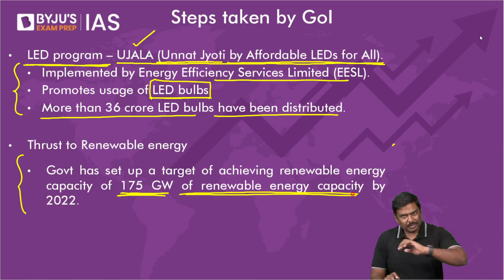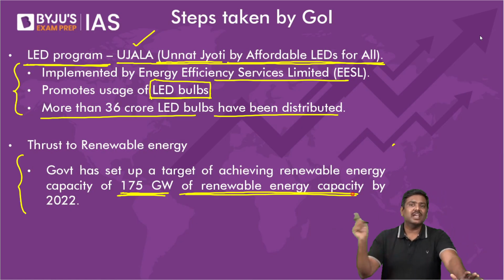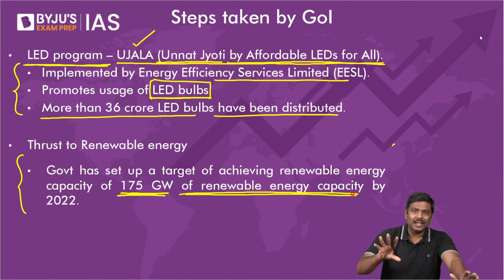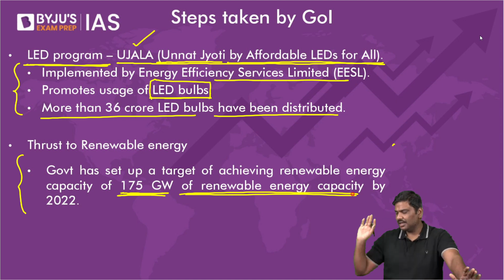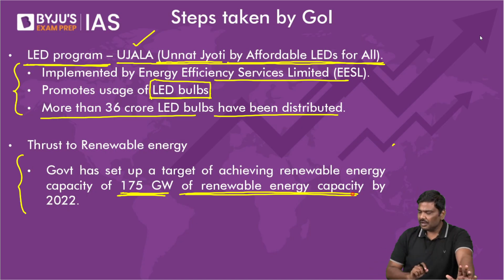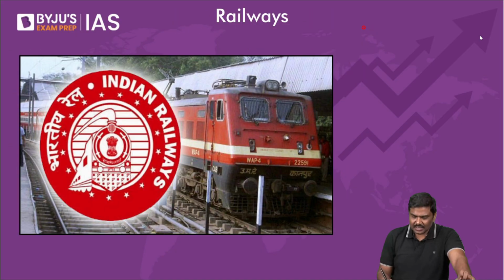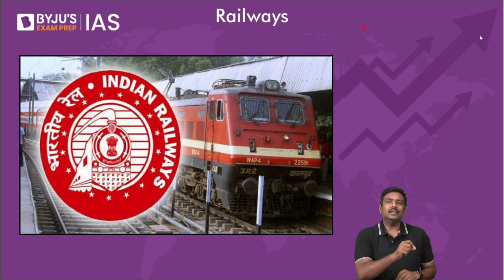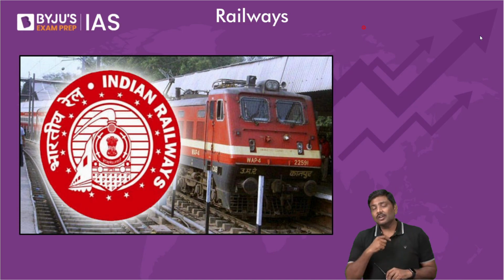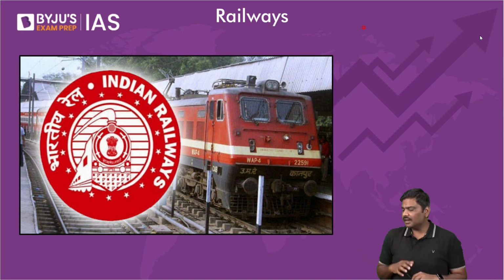We have not been able to achieve it. It is more than 100 gigawatts in India today. But by 2030, the Government of India now says they want to have 500 gigawatts of renewable energy. That is the target set by the Government of India as of now. These are some of the very important initiatives of the Government of India to promote the power sector, the renewable energy or electricity sector in India.